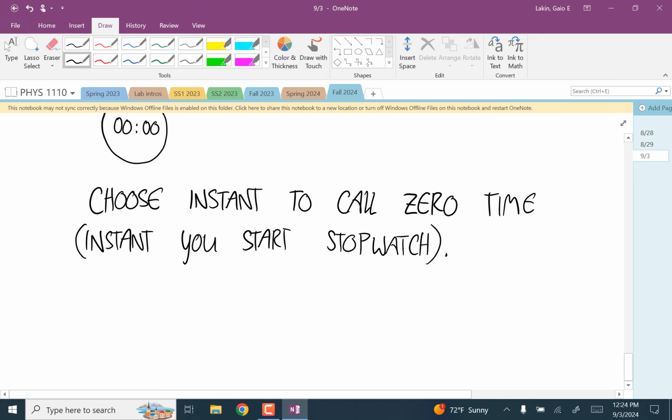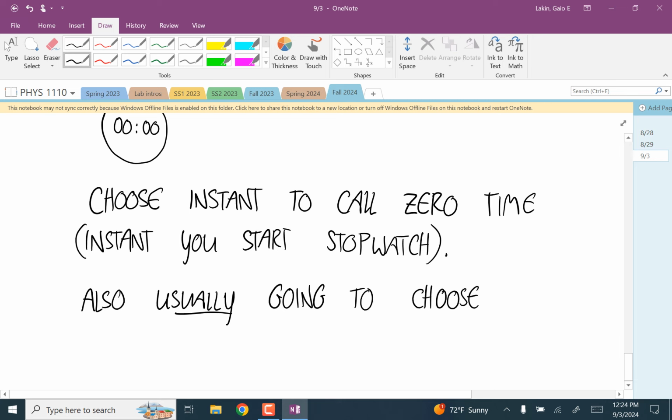And one thing I just want to say is that for a lot of the things we do, we're also going to have to choose an instant to turn the stopwatch off. Right now, that's not going to come into it, but we're also usually going to choose a single instant to stop the stopwatch.